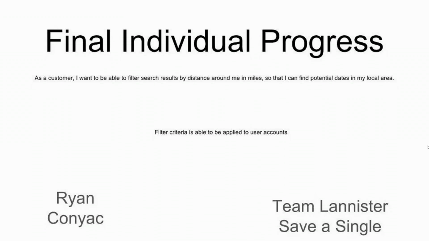The user story is, as a customer, I want to be able to filter search results by distance around me in miles so I can find potential dates in my local area. The acceptance criteria is a filter criteria is able to be applied to user accounts.